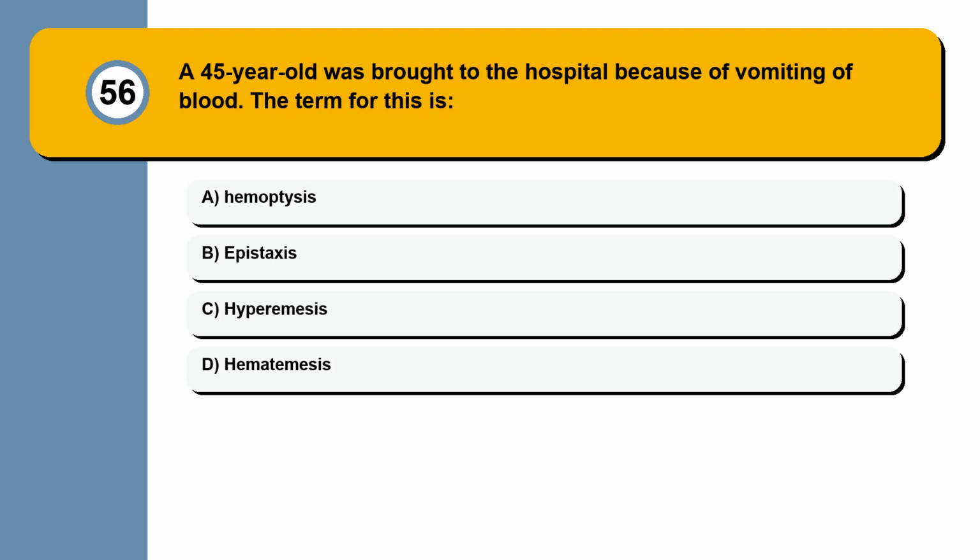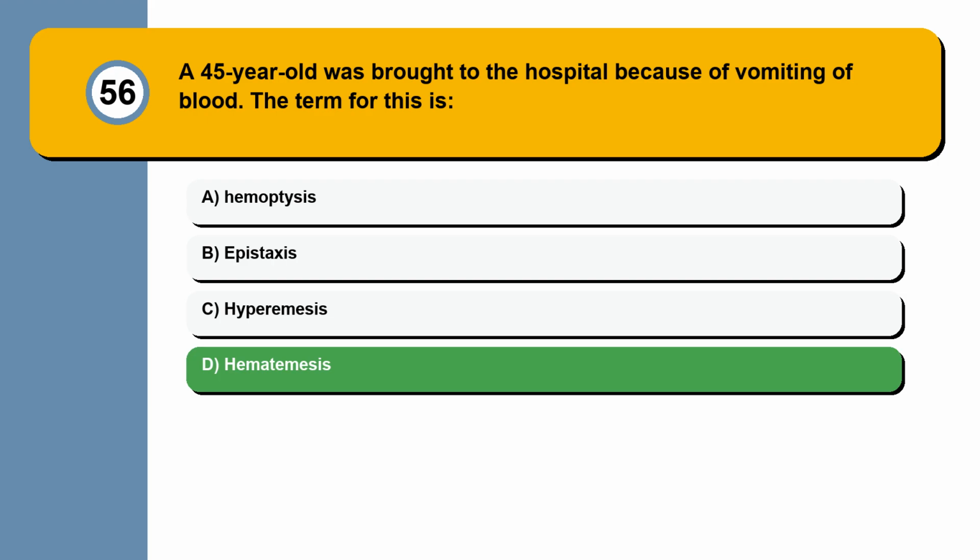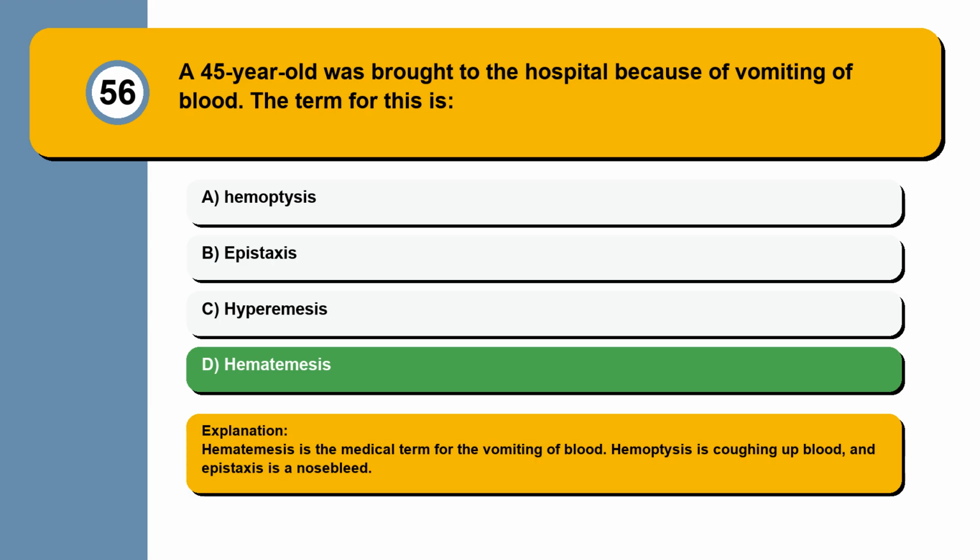Question 56. A 45-year-old was brought to the hospital because of vomiting of blood. The term for this is. Here are your options. Option A, hemoptysis. Option B, epistaxis. Option C, hyperemesis. Option D, hematemesis. The correct answer is option D, hematemesis. Explanation. Hematemesis is the medical term for the vomiting of blood. Hemoptysis is coughing up blood, and epistaxis is a nosebleed.